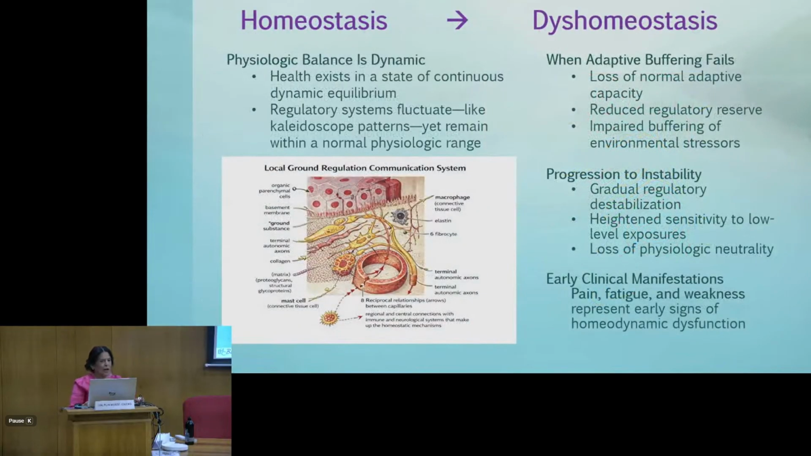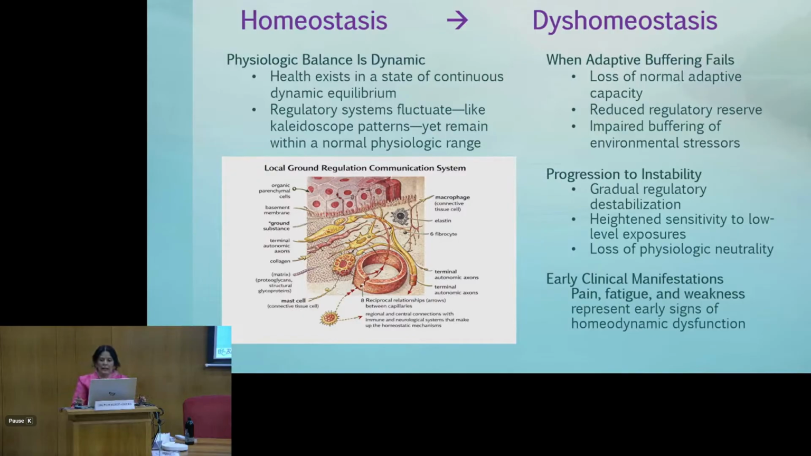So physiologic balance is very dynamic. The regular cell systems fluctuate within a normal physiologic range, and there is a constant kaleidoscopic movement in this ground regulation system, which maintains the homeostasis. And when the adaptive buffering capacity fails, there is a progression of instability and heightened sensitivity to low levels of exposures. So at a low ambient level of chemicals, the body starts reacting. And then there is a loss of homeostasis.